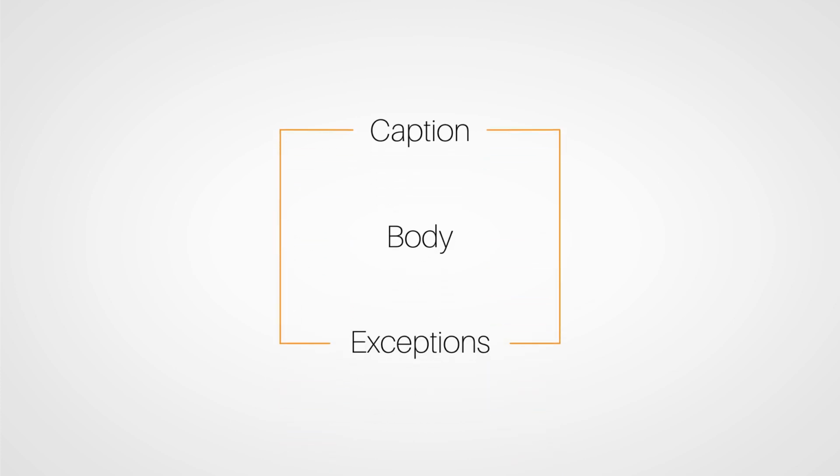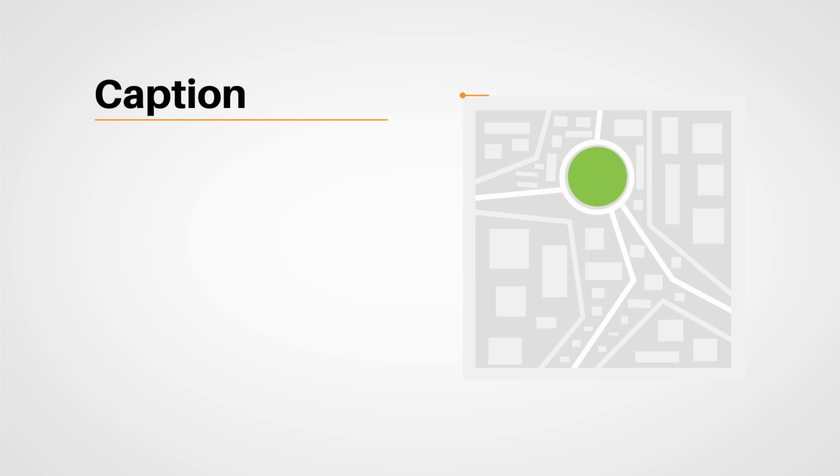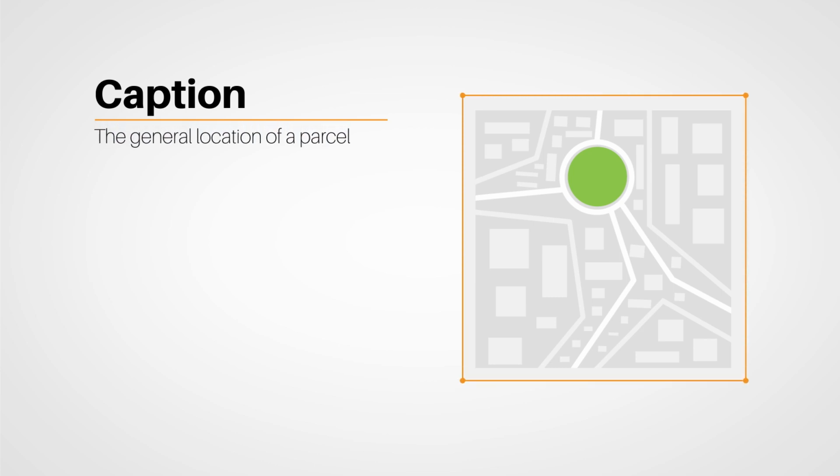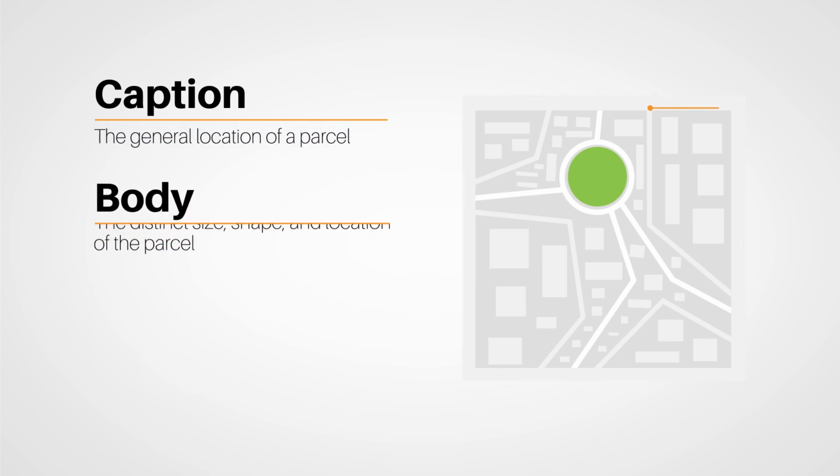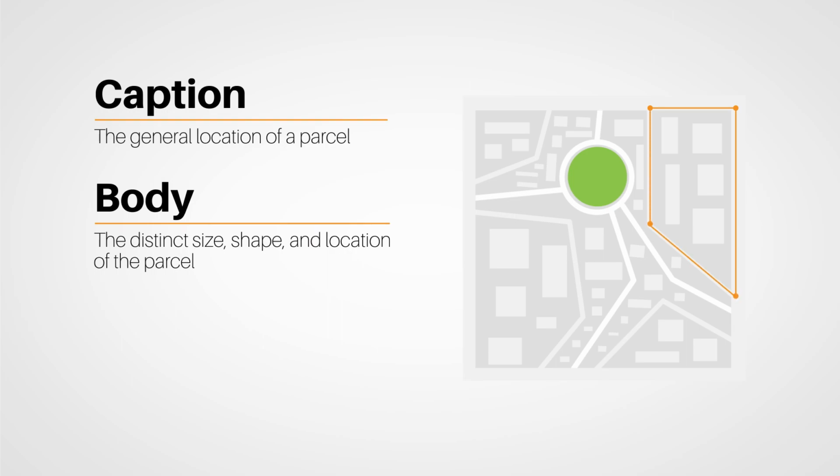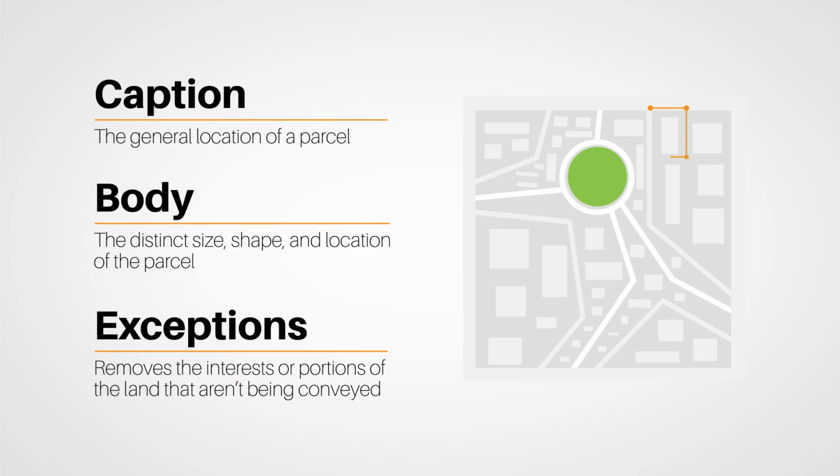A legal description generally has 3 parts, although they may not necessarily be distinct. Instead, they'll often combine 2 or more of the following: the caption, the body, and exceptions. The caption provides the general location of a parcel. The body defines the distinct size, shape, and location of the actual parcel. And the exceptions remove the interests or portions of the land described in the body that aren't being conveyed.